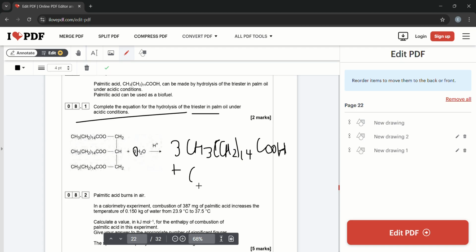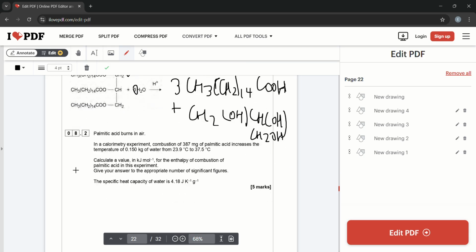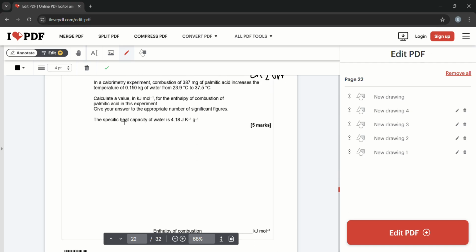plus alcohol CH2. What's going to happen is the remaining O and H is going to bond to each, and it's going to be 3 OHs. So CH3OH, CHOH, and CH2OH.